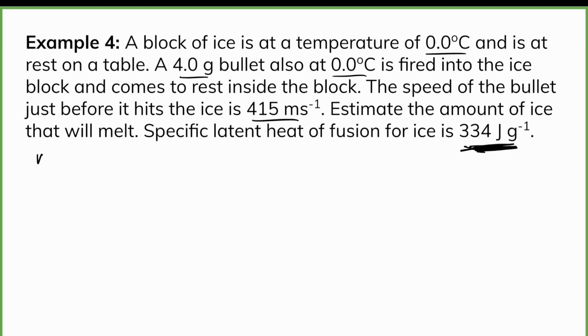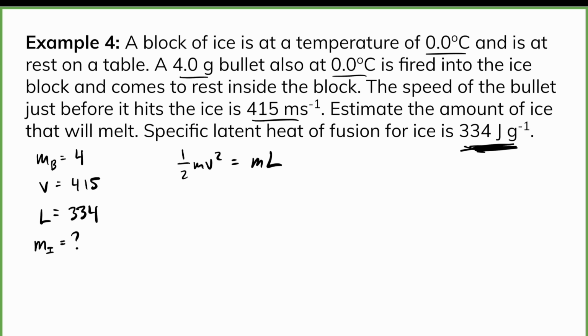So for the bullet, we know the mass of the bullet is 4, and the speed of the bullet is 415. And we also know that L is 334 for this sample of ice, but we don't know the mass of ice. This is what we're looking for. What we can do is set that kinetic energy equal to the gain in thermal energy of the ice. So the kinetic energy is 1/2 mv squared, and that's going to equal mL. And the masses, I should make sure to distinguish, that's the mass of the bullet, and then this is the mass of the ice on the right side.